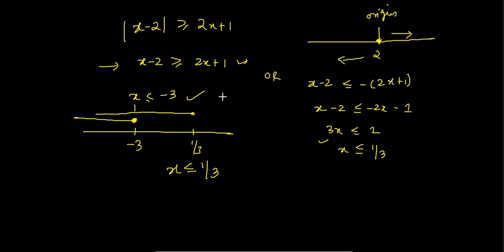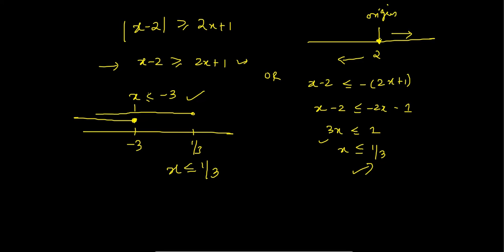Okay, so you can think logically that if x is less than or equal to minus 3 or x is less than 1 by 3, then basically all these portions, all these values will also come into the solution, because one condition is satisfied. Okay, so this is x less than or equal to 1 by 3.